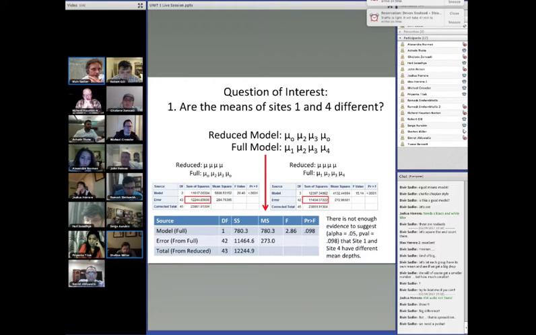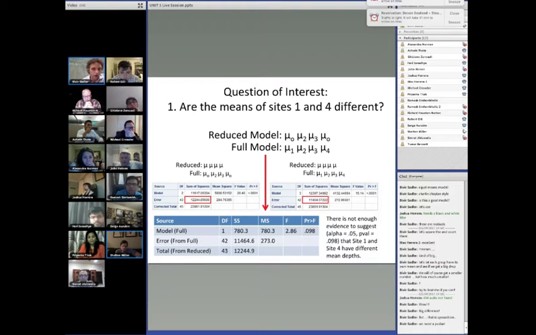So that's what the ANOVA does. It says, oh, it's 780. It only had 1 extra parameter, so I divide 780 by 1, I get 780. I divide this 11,464 by 42, I get 273. I divide my mean squares, 780 by 273, I get 2.86. I look up now with an F with 1 numerator and 42 denominator degrees of freedom. I look at the area to the right of 2.86, and I get a p-value of 0.098. And so with 0.05, I fail to reject the null hypothesis that mu1 and mu4 are the same.